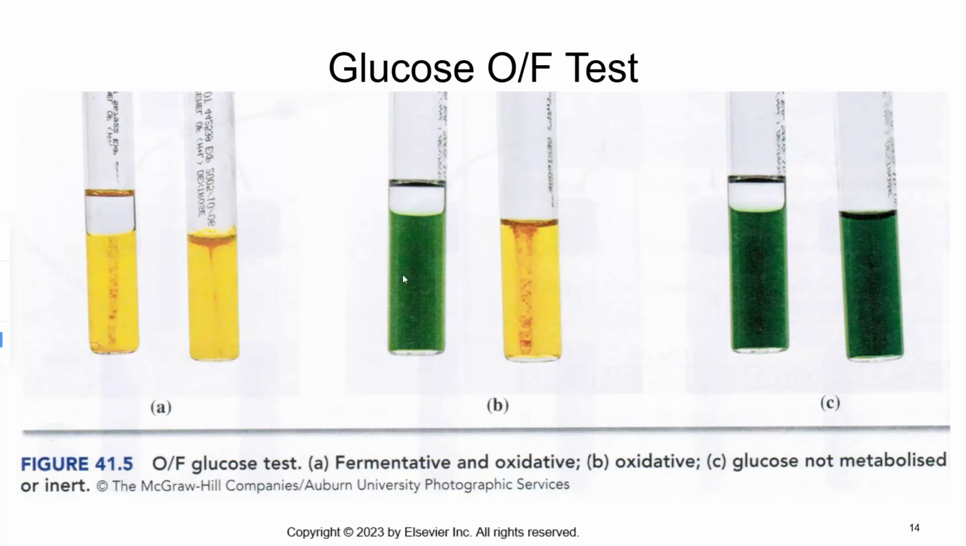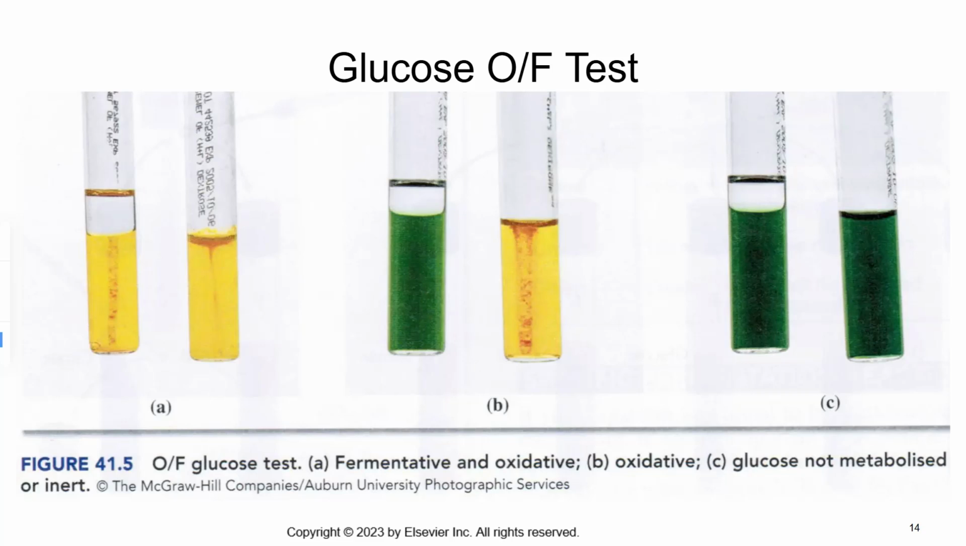So when you look at the results, yellow means that it's able to utilize the sugar in that condition. So in this first one, it says A is fermentative and oxidative, so it can utilize the sugar under fermentative conditions in the absence of oxygen, and under oxidative conditions in the presence of oxygen. For B, it's just oxidative, so it can't ferment, but it can utilize the sugar in oxidative conditions. In C, glucose is not metabolized. It's called inert, also asaccharolytic. So here they're both green, which means the glucose was not utilized.